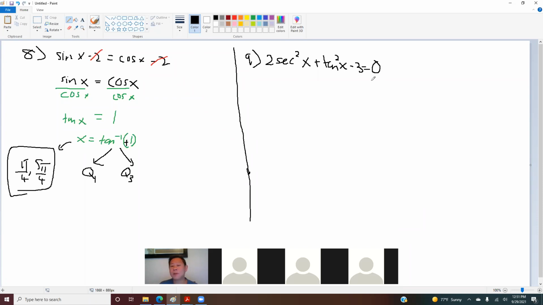So let's take a look at question number 9 here. Can someone tell me, are we going to change all this into secant, or are we going to use tangent? Which one do you want to pick?